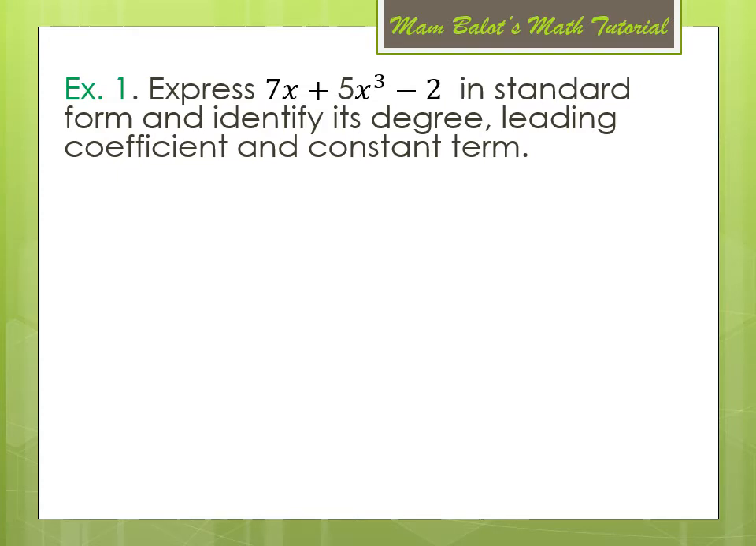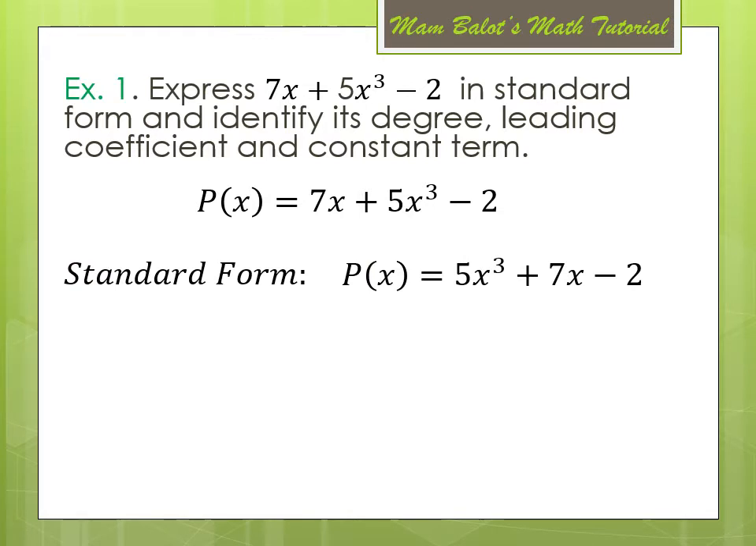express it in standard form and identify its degree, leading coefficient, and constant term. What we need to do is arrange the polynomial into descending exponents to make it into the standard form. So this becomes now 5x cubed plus 7x minus 2.